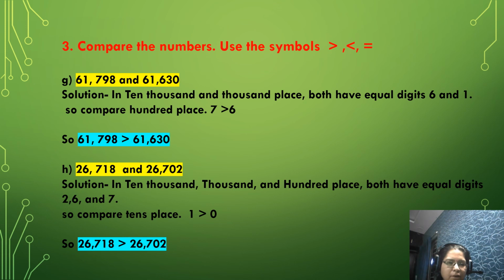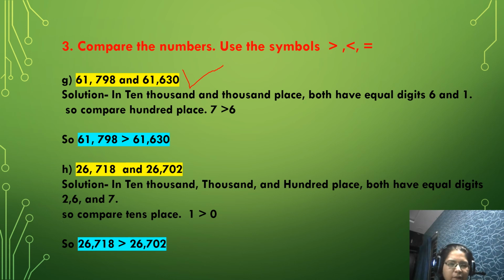Now the numbers given are 61,798 and 61,630. We read it as 61,798 and 61,630.